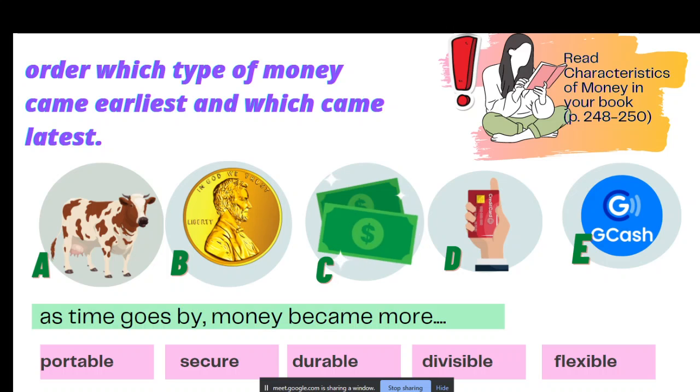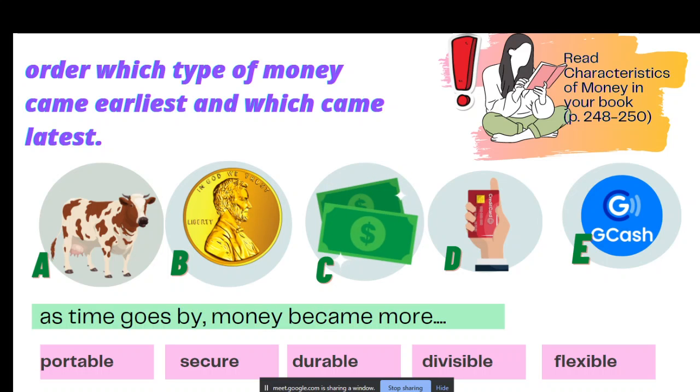It's just the digitization of our country has not caught up yet. So, if you want to know more about this, you could read from page 248 to 250 of your book, the different characteristics of money, and your book actually gives a more comprehensive account of the different characteristics.